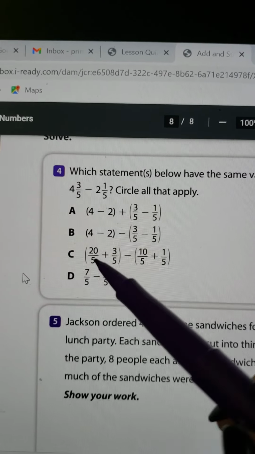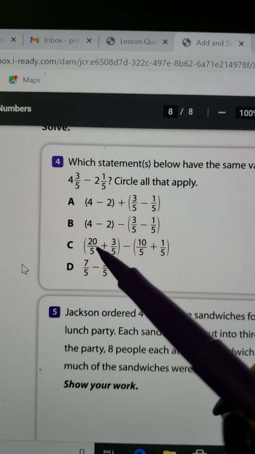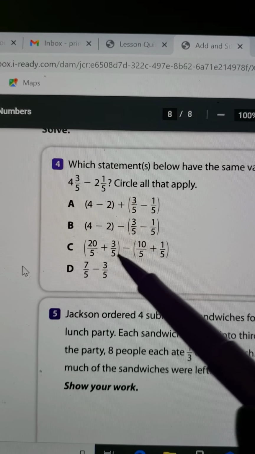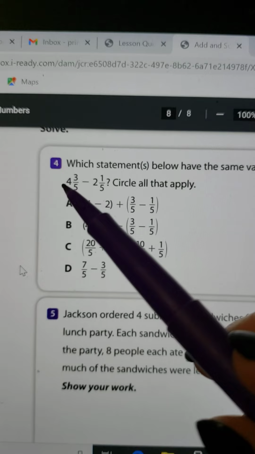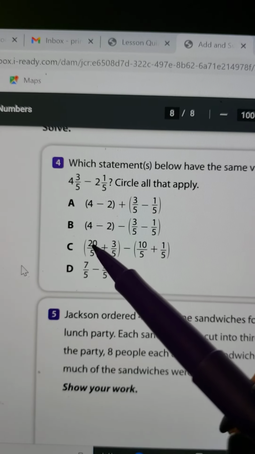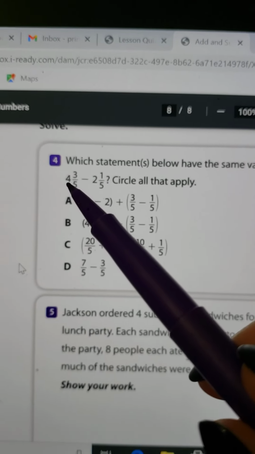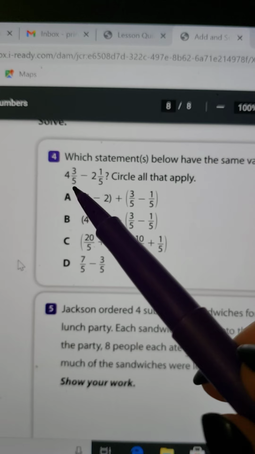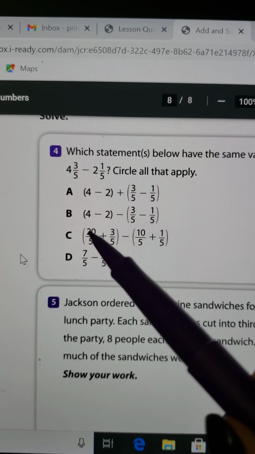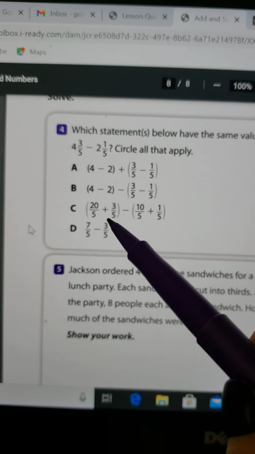Letter C, 20/5. Ooh, goodness. Okay. So I'm seeing all fractions right here, which tells me they probably made these whole numbers into improper fractions. So 20/5. I know a whole number is the same thing as multiplying the whole number times the denominator. 4 times 5, 20? Yes, it is. I like to see that. Plus 3/5, right? I'm adding in that fraction, that other part.